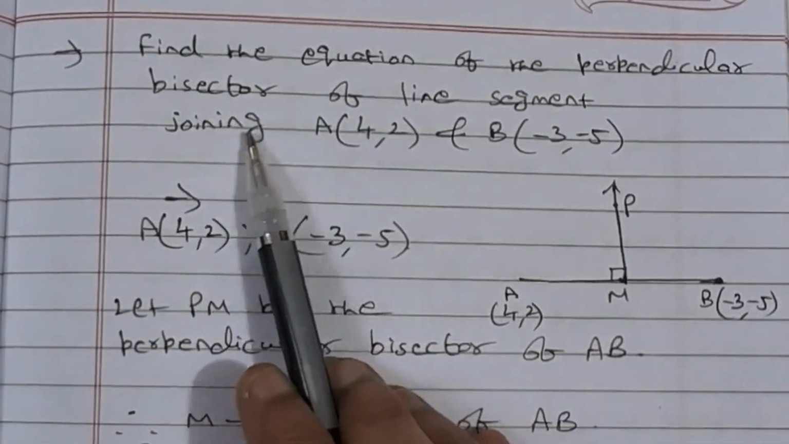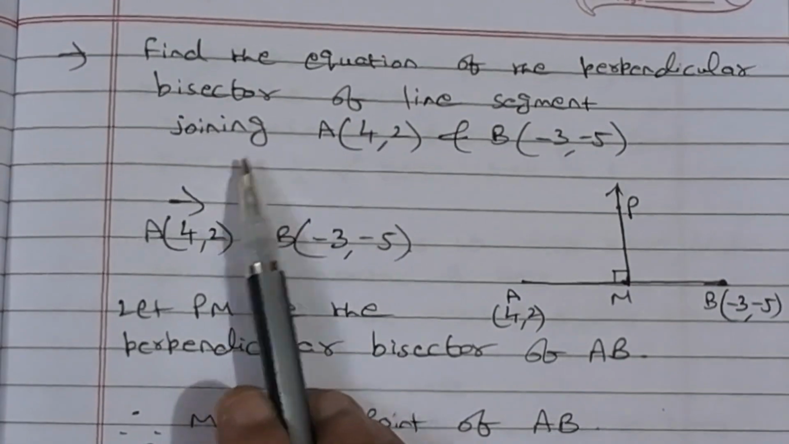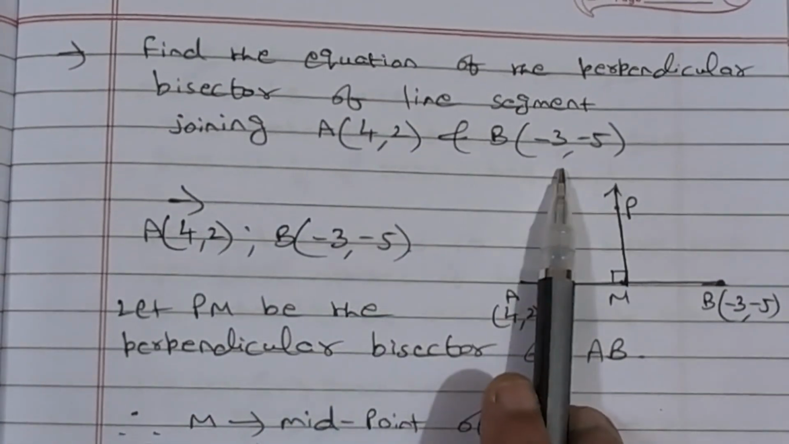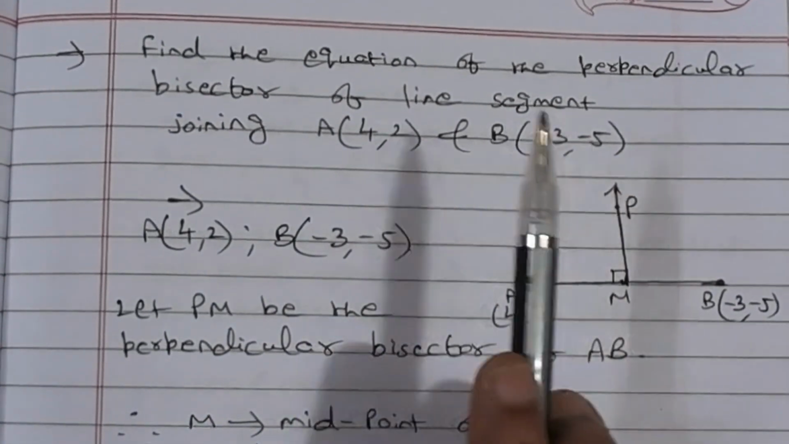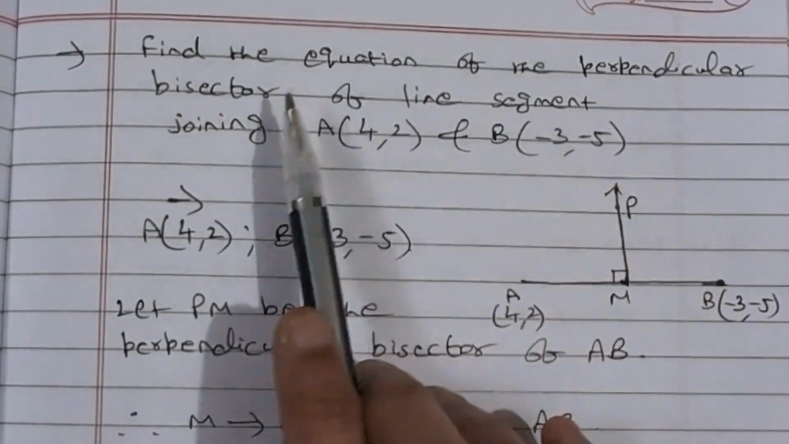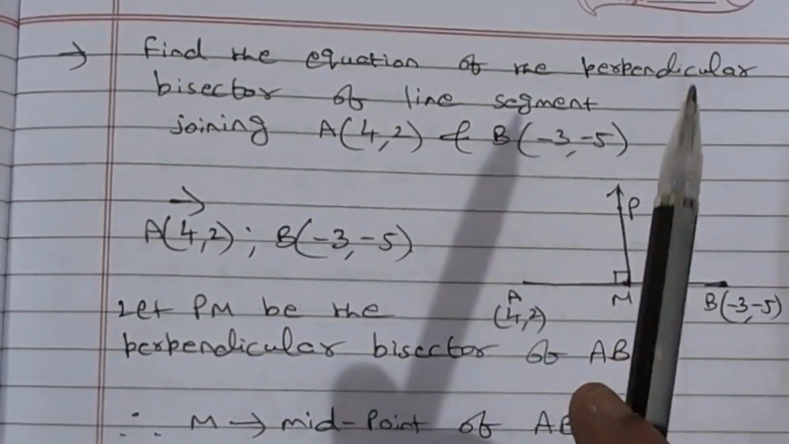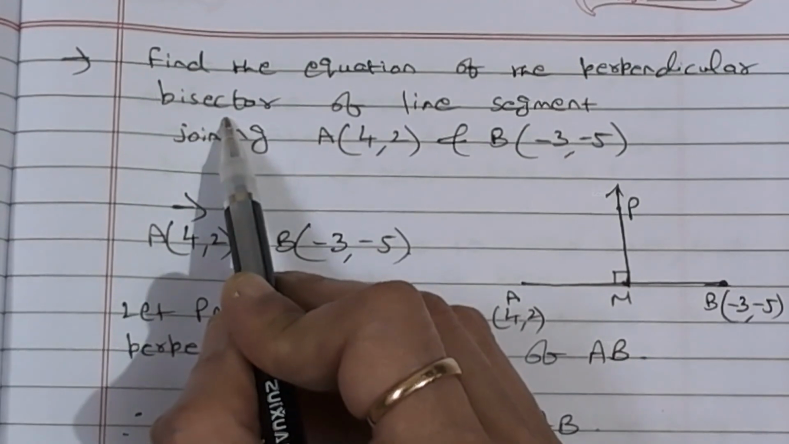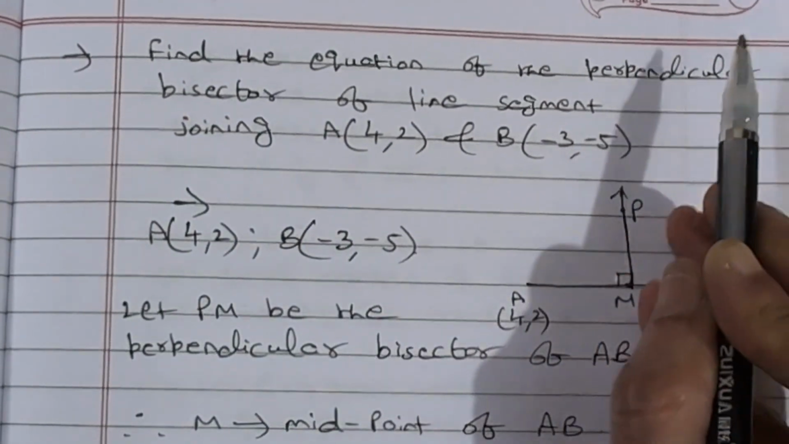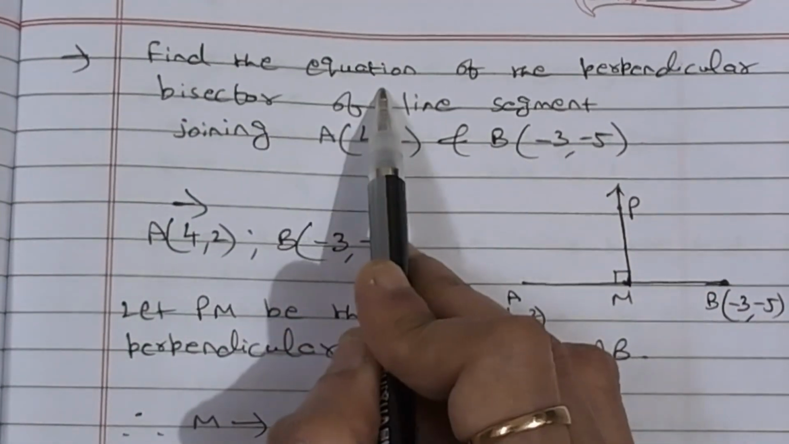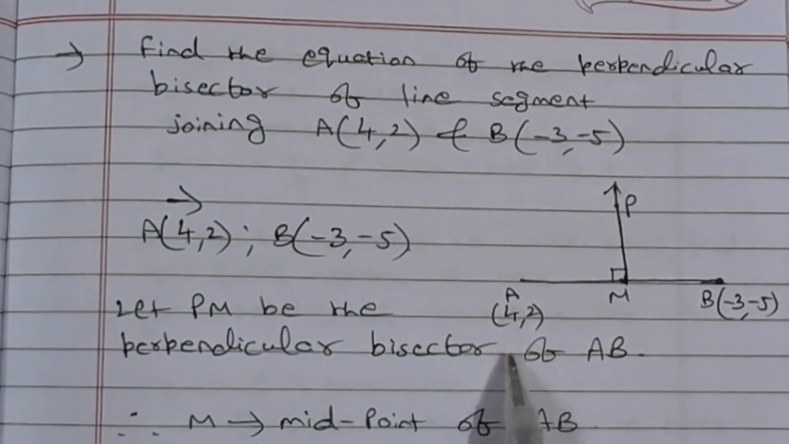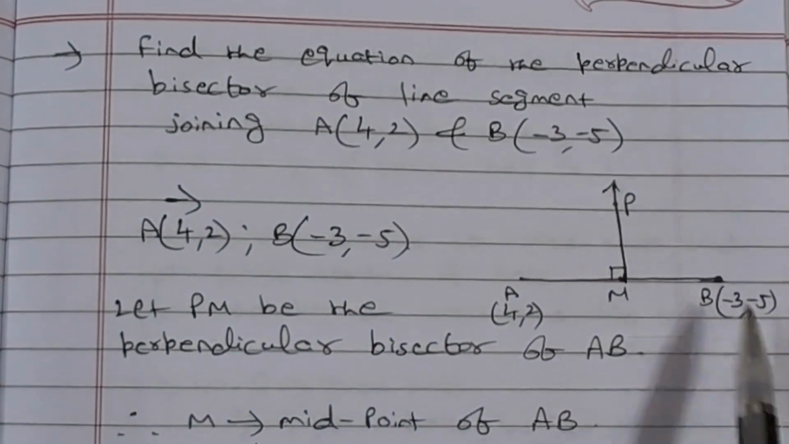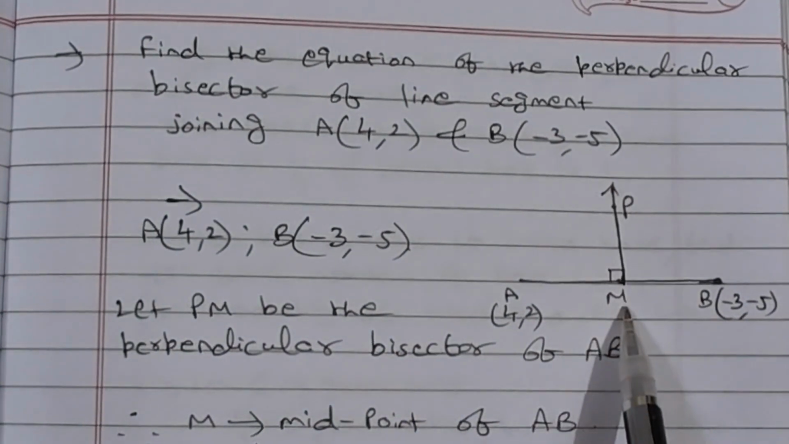Find the equation of the perpendicular bisector of the line segment joining A(4, 2) and B(minus 3, minus 5). We have to find the equation of perpendicular bisector. Perpendicular bisector means there are two things here. One is bisect करता है, so you have a midpoint. And secondly, you have perpendicular. Okay, and you have to find the equation. Line segment क्या है? A4 to B minus 3 minus 5. इसका भी perpendicular bisector we will draw.